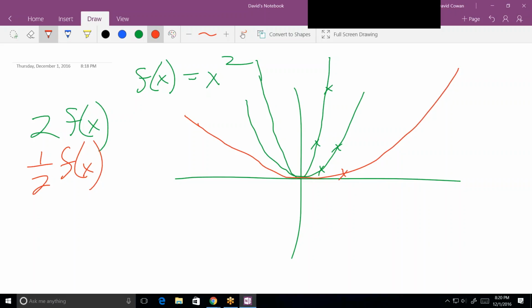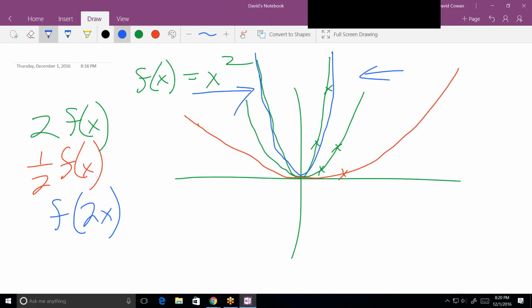Now, let's talk about what is f of 2x. Well, I'm inside the function, so it's a horizontal transformation. The only question is, is it a stretch or a shrink? Shrink. Yeah, and a shrink has the same effect as the vertical stretch would have. In other words, I'm taking this original green line and I'm shrinking it horizontally. I'm pushing it in this way. That's what a horizontal shrink is.